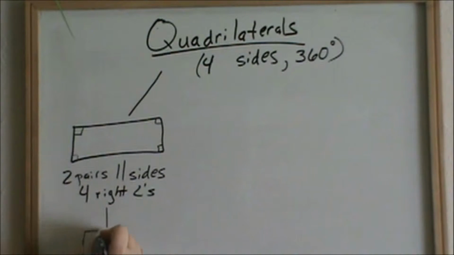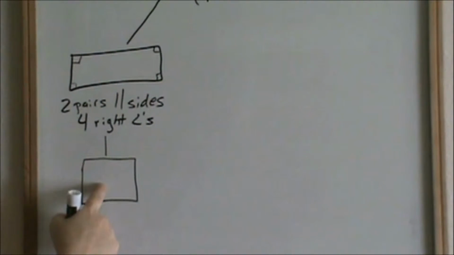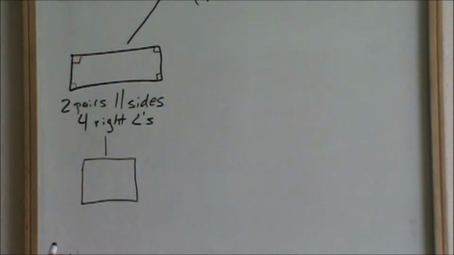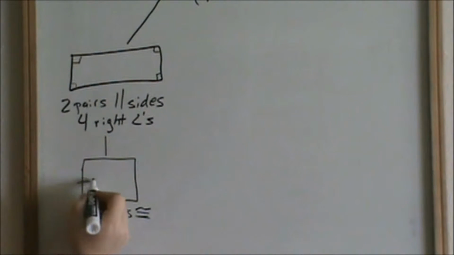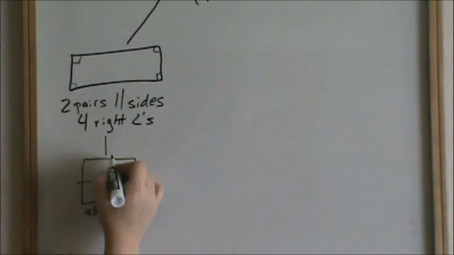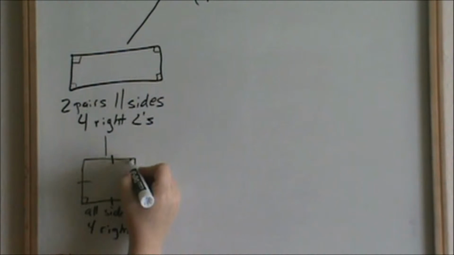A square is a special rectangle. So the way that we can describe a square is that all sides are congruent. Remember, that's a symbol for congruent. If I mark it like this, that means all these sides are congruent. And it has four right angles. Every one of these is a right angle.